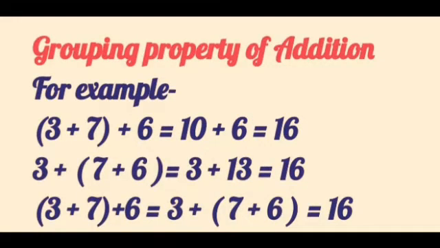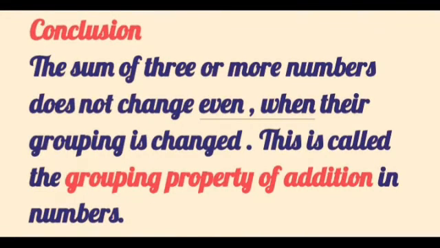Grouping property of addition. For example, you can see the equation: 3 plus 7 is under the bracket and outside the bracket 6 is given. That means 10 plus 6 equals 16. Same thing with the second equation. So the first equation is equal to the second equation. The conclusion is that the sum of three or more numbers does not change even when their grouping is changed. This is called the grouping property of addition in numbers.